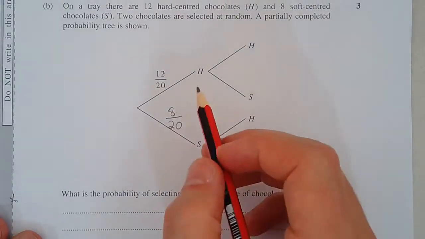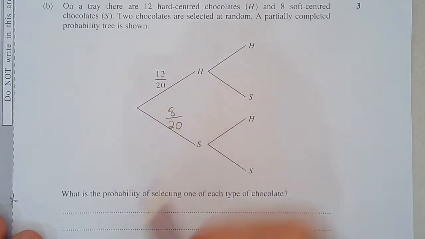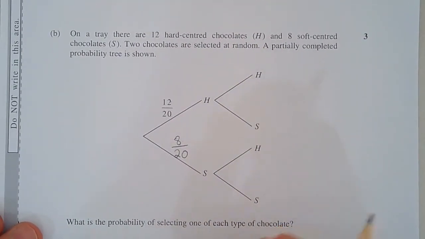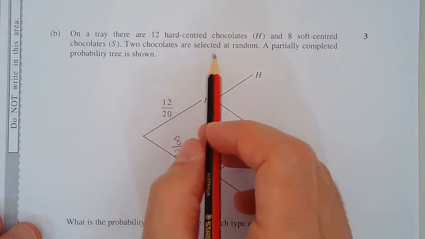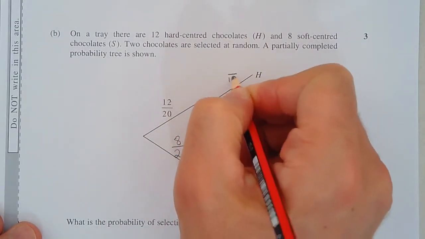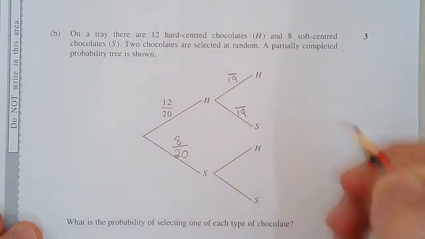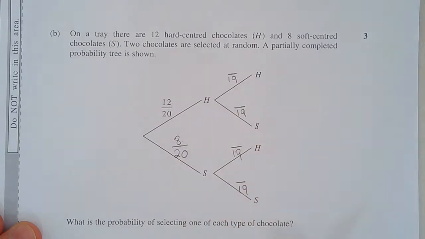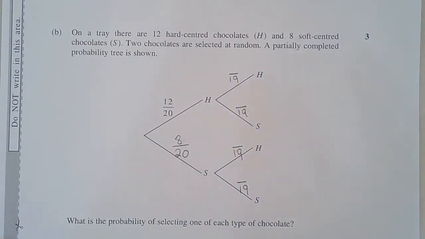Now, we've drawn one of the chocolates out. How many chocolates are there left? There should be 19 because it's without replacement. Even though it doesn't say without replacement, it's assumed, since 2 chocolates are selected at random. You don't put the chocolate back, right? So it's going to be out of 19 for the remaining chocolates, because now there's 19 chocolates left in the tray.